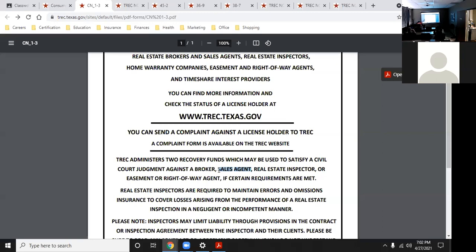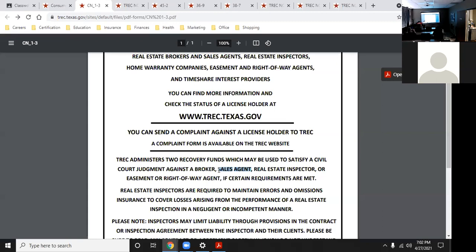Again, this is a notice of how they can complain against you. Now, you might think, well, let's just not send this out because then they won't know. If you really upset somebody, they will just look up the Texas real estate commissioner, whatever, and they'll find TREC. They'll find the website. They'll complain against them anyway.